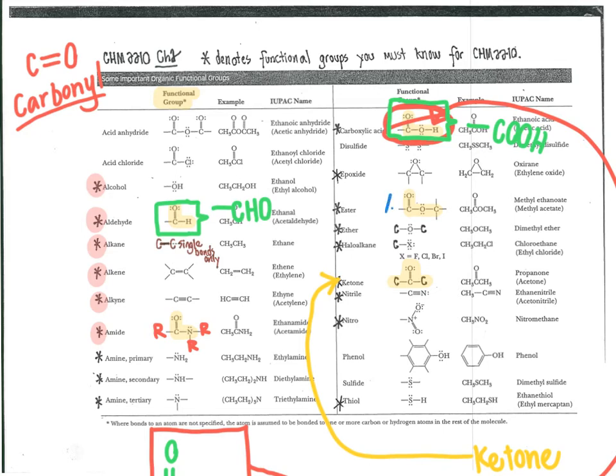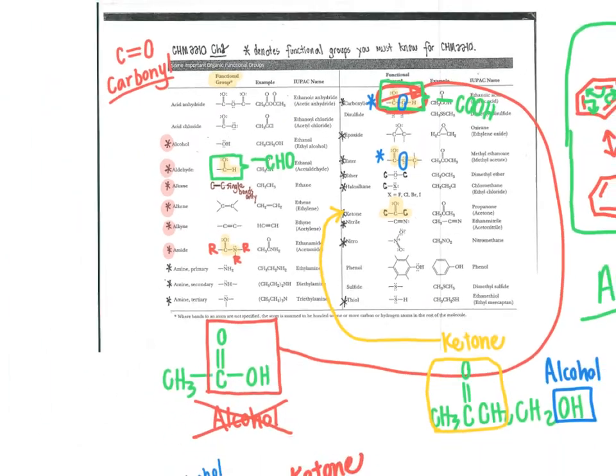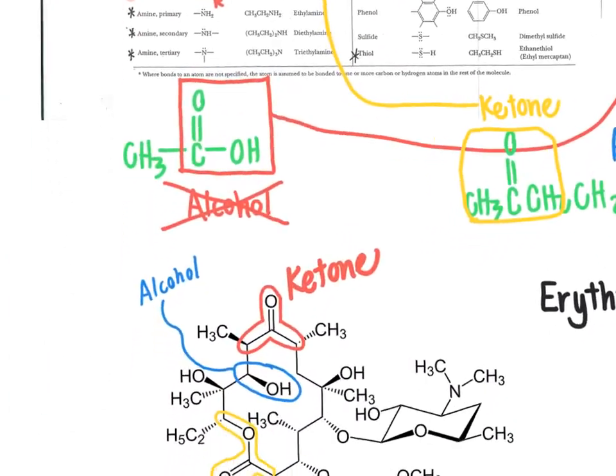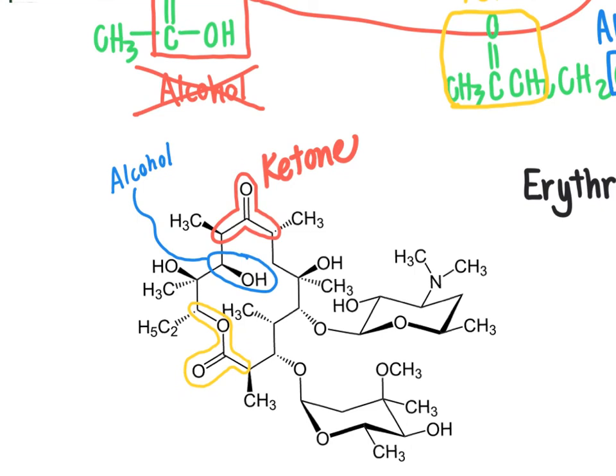One is the ester, and one is the carboxylic acid. So we have to ask, what is that oxygen bonded to? Is it bonded to a hydrogen, or is it bonded to another carbon? And if it's bonded to another carbon, it means it's an ester. And indeed, here our oxygen is directly bonded to another carbon, so therefore this group is an ester group.